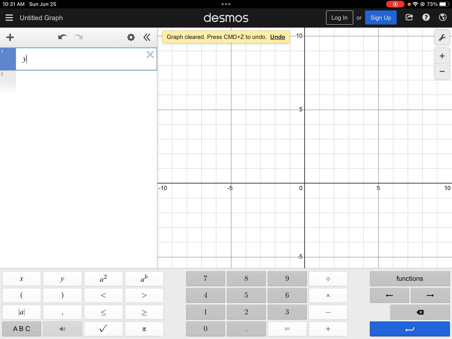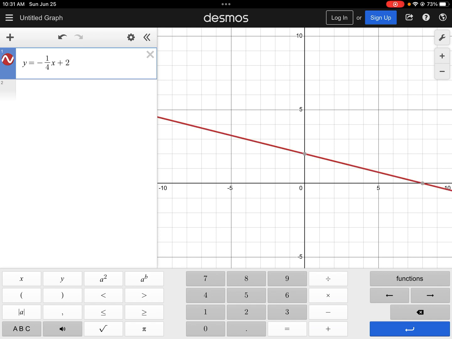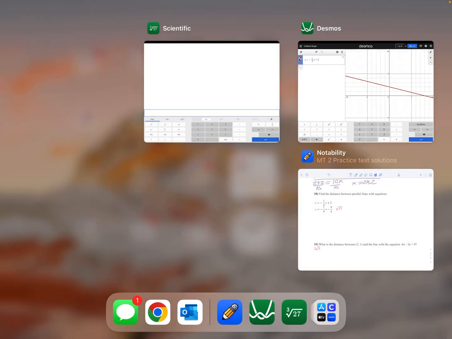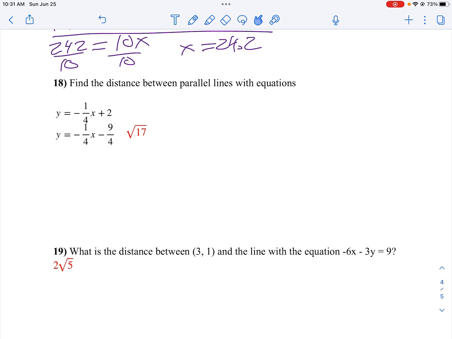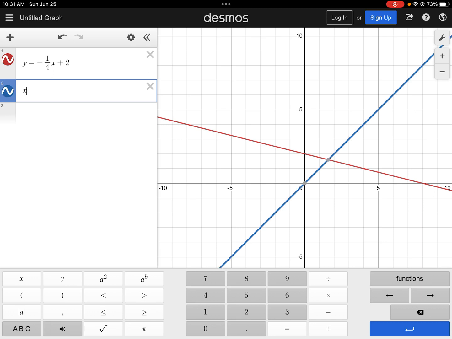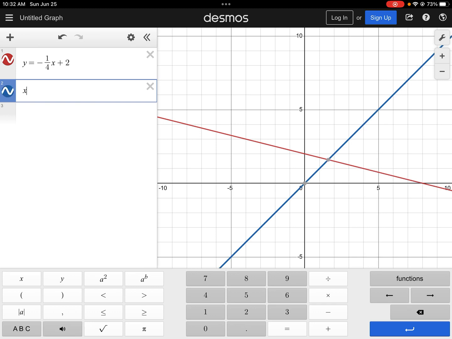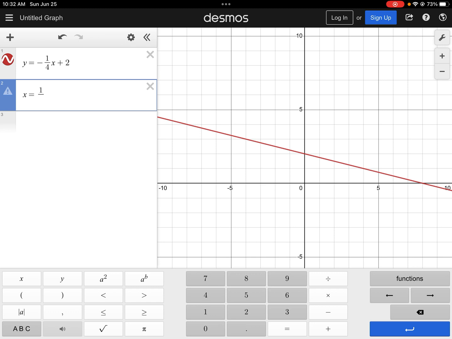So I'll do y equals negative 1/4 x plus 2. There's my first line. And then I notice the other one is negative 1/4 x minus 9/4. So y equals, whoops, get out of there. Y equals 1/4 x minus 9/4. Just use a division sign.